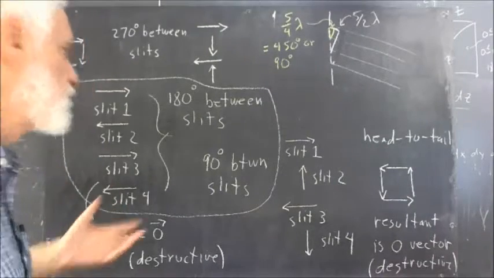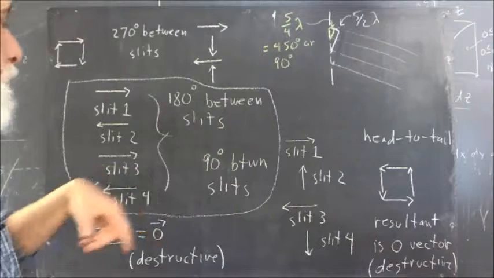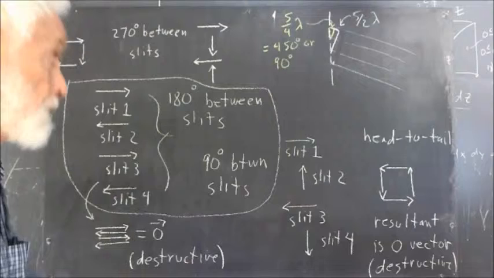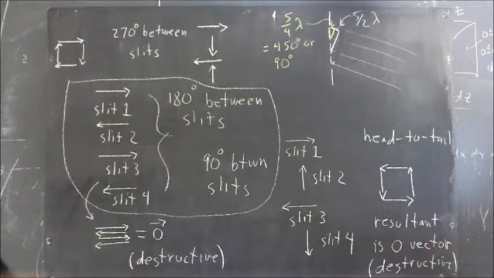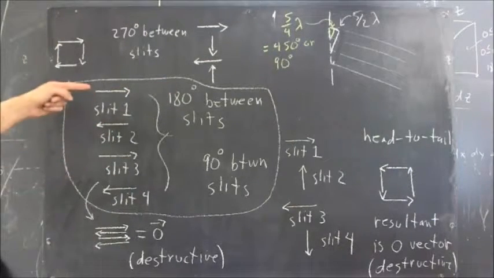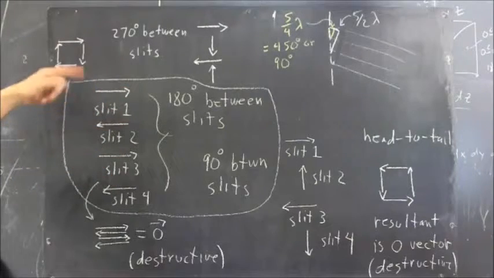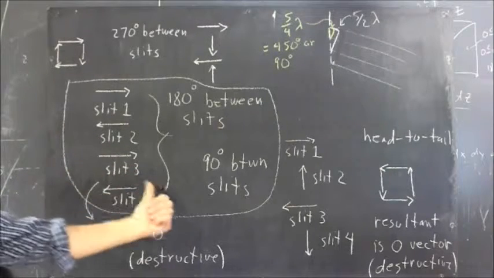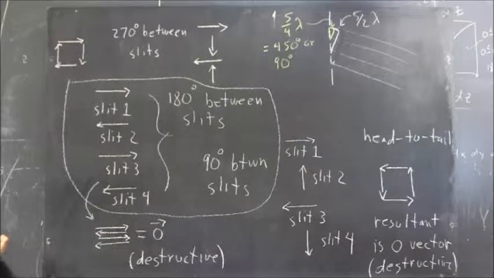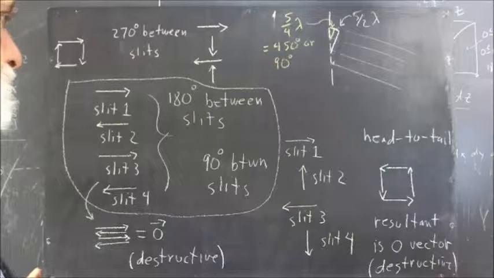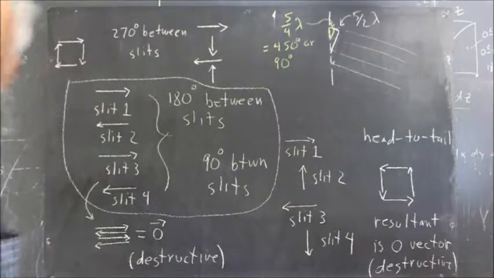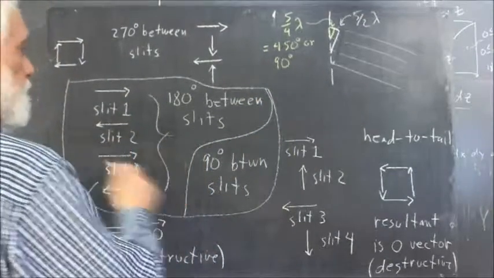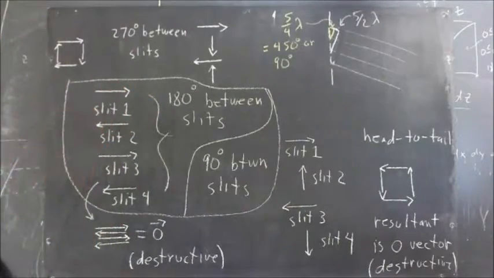Okay, now for a case where you have 180-degree phase difference between slits. If slit 1 is at 0 degrees, then slit 2 is at 180 degrees, slit 3 would be at 0, slit 4 would be at 180. And I've got the circle around this thing. This part corresponds to 180 degrees between slits.